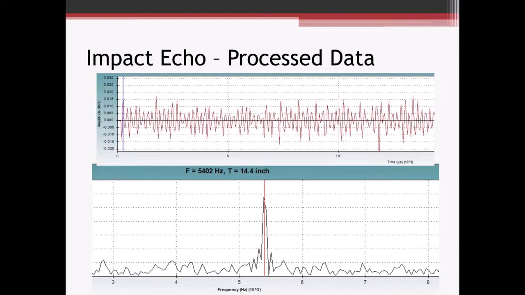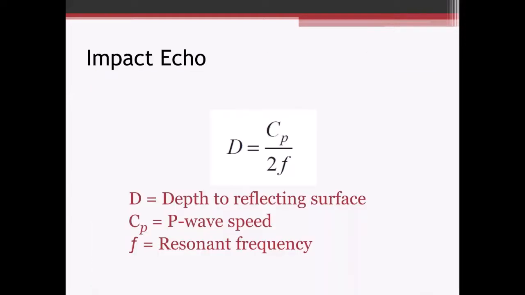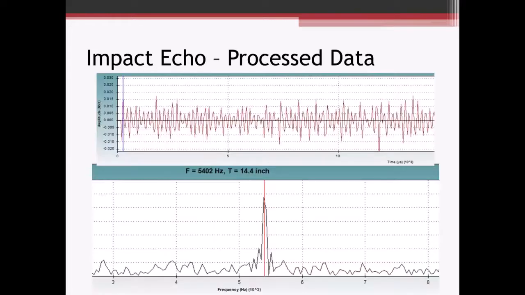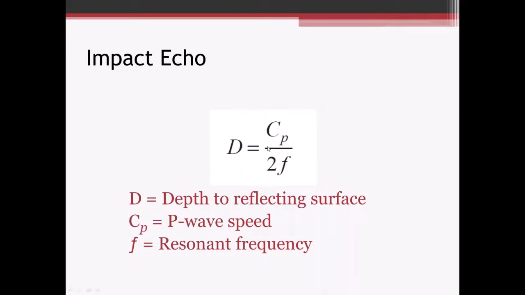So, figuring out the depth of the flaw, we can just use this formula, with the wave speed and the resonant frequency. Here we've got the resonant frequency, about 5,400 hertz. What it says right here, 5,400 hertz. So we can figure out the depth of the flaw, or in the previous case, the reflecting surface, which was about 14 inches.